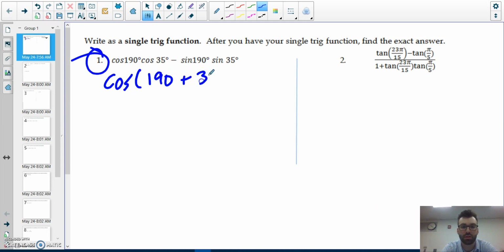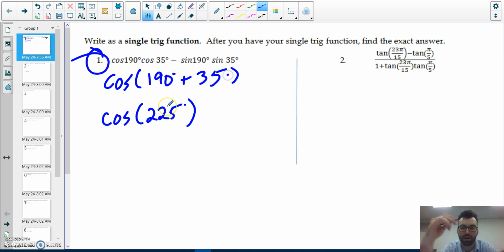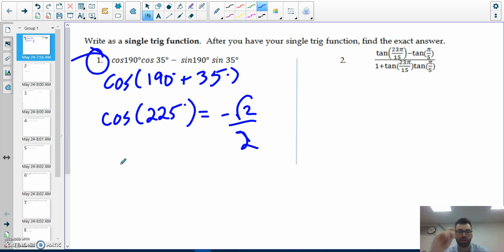formula, okay? Because in cosine, the signs are the opposite. So this is the cosine of 225 degrees. And if I go to my unit circle, I realize that that is negative root 2 over 2. Remember, unit circle is always cosine, comma sine. Each individual point is cosine, comma sine.